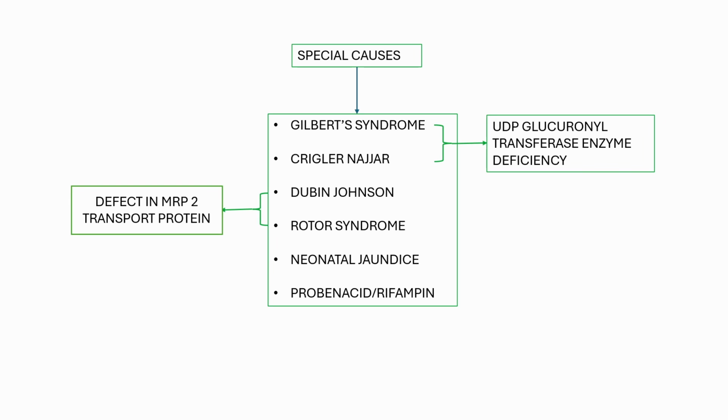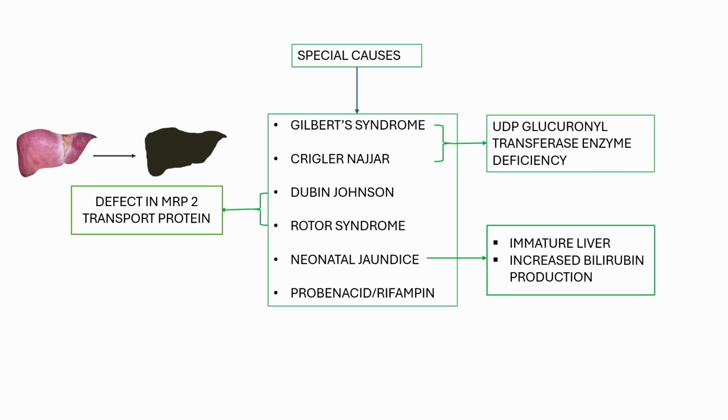Okay, black liver. And in neonatal jaundice, the neonatal liver is immature, and there is also increased hemolysis because the fetal hemoglobin is lysed. There is increased bilirubin production and that cannot be handled by the immature liver, and this results in neonatal jaundice, and the treatment is going to be phototherapy. And probenecid and rifampin compete with bilirubin for uptake by the liver, and therefore they can result in hyperbilirubinemia.